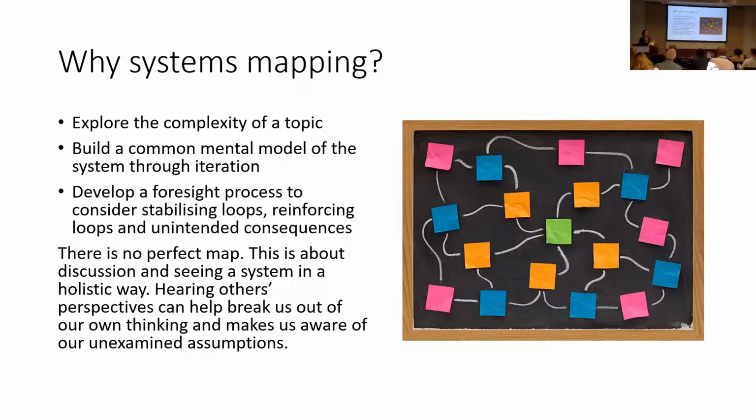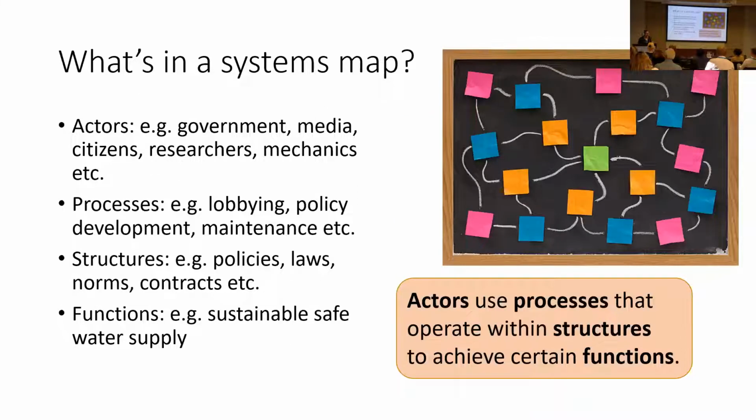So there is no such thing as a perfect map. There's no right answer to this. We would expect different groups' systems maps will look quite different, but we're hoping to get some ideas onto paper. So what we'll want to put into the systems maps, we're going to have different sticky note colors to put in the actors. So thinking about government actors, media, citizens, researchers, whoever you think should be part of a system around passive chlorination, the processes, and then the structures that need to be in place.